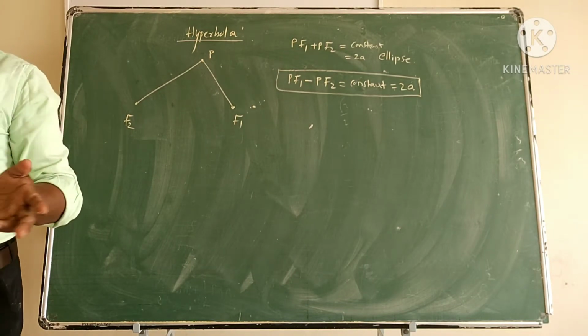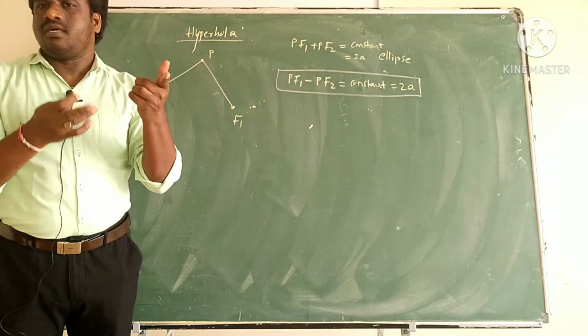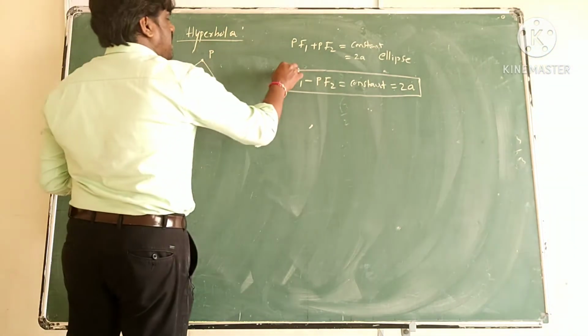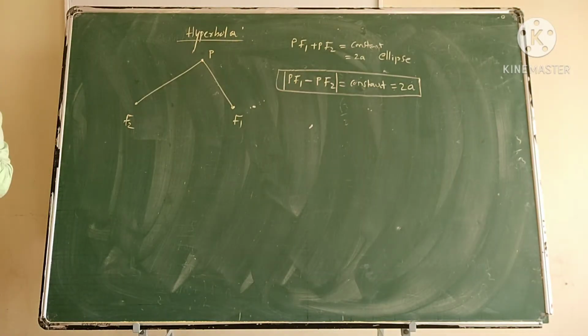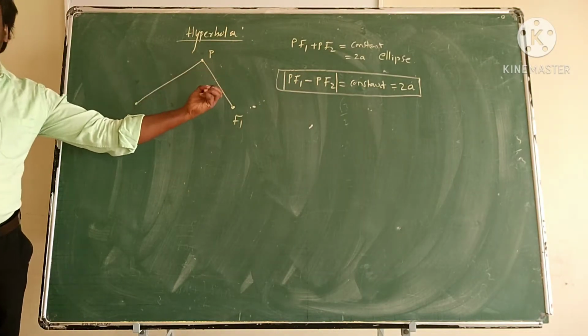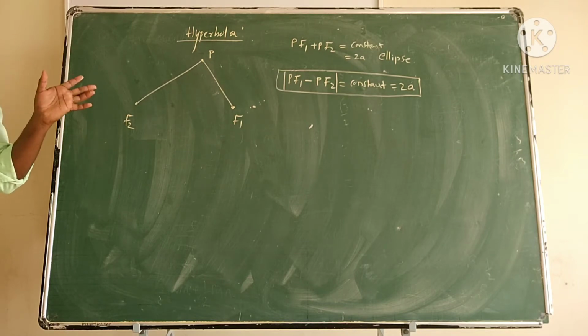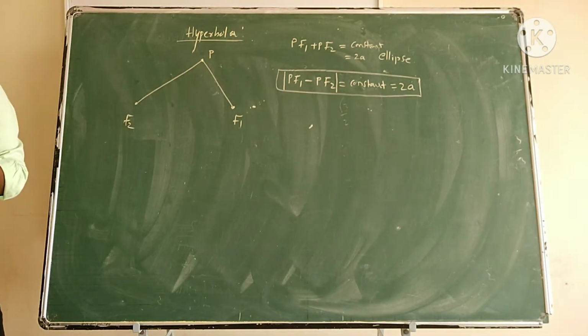Like, ellipse definition is what? PF1 plus PF2 is a constant, that is ellipse. And hyperbola means a difference will be there. So difference is there, always we take magnitude here, because the distance is always positive. So we can take modulus of PF1 minus modulus of PF2 is equal to constant, that is 2a. That constant we take as 2a. Why, you will come to know. Already in ellipse I explained why the constant is 2a. So same way here also PF1 minus PF2 is equal to 2a, that is called hyperbola.